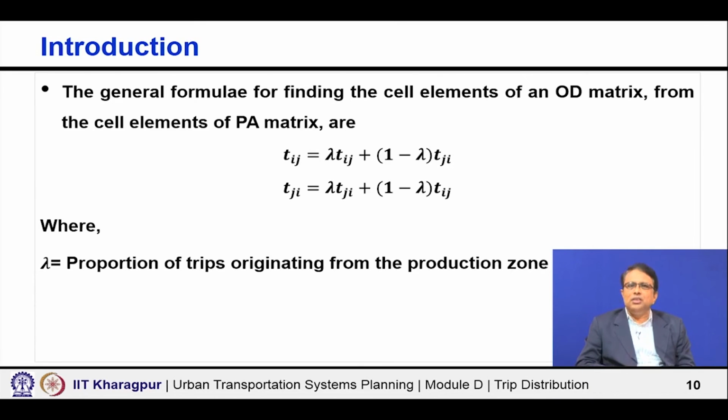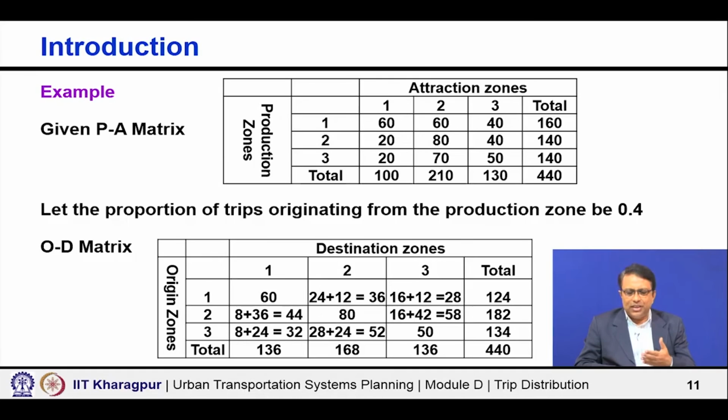Similarly, to get the Tji, we can get it as lambda of Tji, this right side Tji is from the production attraction matrix, plus 1 minus lambda into Tij. Tij's lambda into Tij is happening in the direction of i to j, that is why they were included in the first equation. So, 1 minus lambda in Tij is actually happening in the reverse direction, that means from j to i. So, that is included in the second component. I can explain this further in my next example.